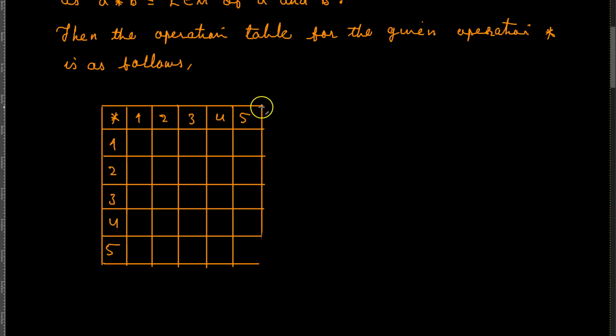Then the table becomes basically, for example, 1 star 1 is the LCM of 1 and 1, which is equal to 1. 1 star 2 is 2. 1 star 3 is equal to 3. 1 star 4 is equal to 4. 1 star 5 is equal to 5. Then 2 star 1 would be the LCM of 2 and 1, which is equal to 2. 2 star 2 would be the LCM of 2 and 2, which is, of course, 2. And 2 star 3 is equal to 6 because it's the LCM of 2 and 3. 2 star 4 is equal to 4. 2 star 5 is equal to 10. So 2, 2, 6, 4, 10.